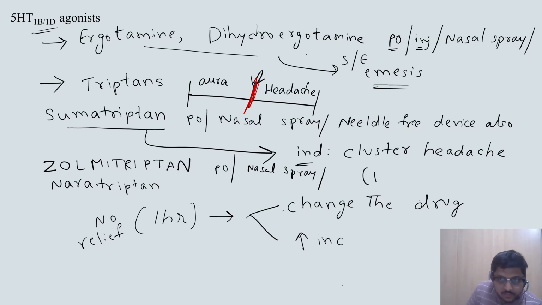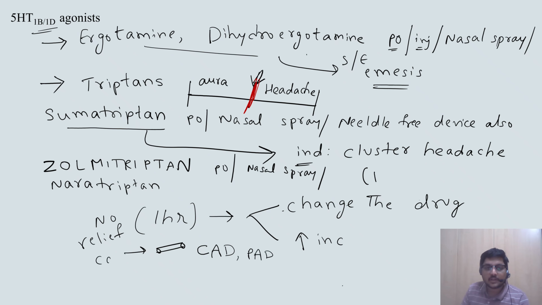And the caution with triptans is, what is the main thing to be remembered with respect to triptans? I told you it causes vasoconstriction, right? It constricts blood vessels, and it automatically constricts the vessels in other parts also. So we should be very cautious. We should take caution when triptans are given in coronary artery disease patients and peripheral artery disease patients also.